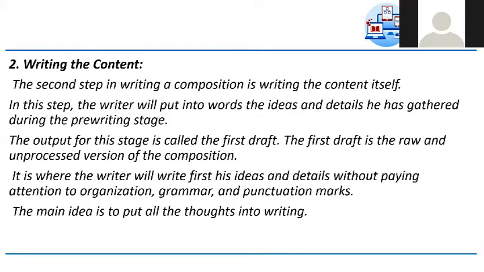Now, the second step in writing a composition is writing the content itself. Okay? So after doing the different pre-writing techniques, you are now ready to write the content of your composition. In this step, the writer will put into words the ideas and details he has gathered during the pre-writing stage. So the output for this stage is called the first draft. Now the first draft is the raw and unprocessed version of the composition.